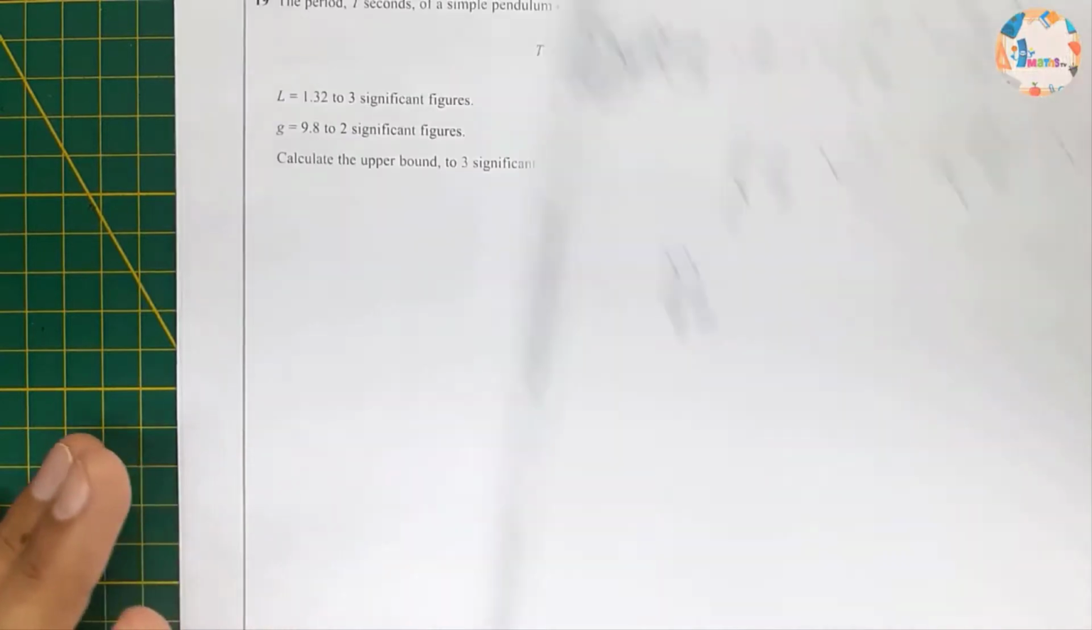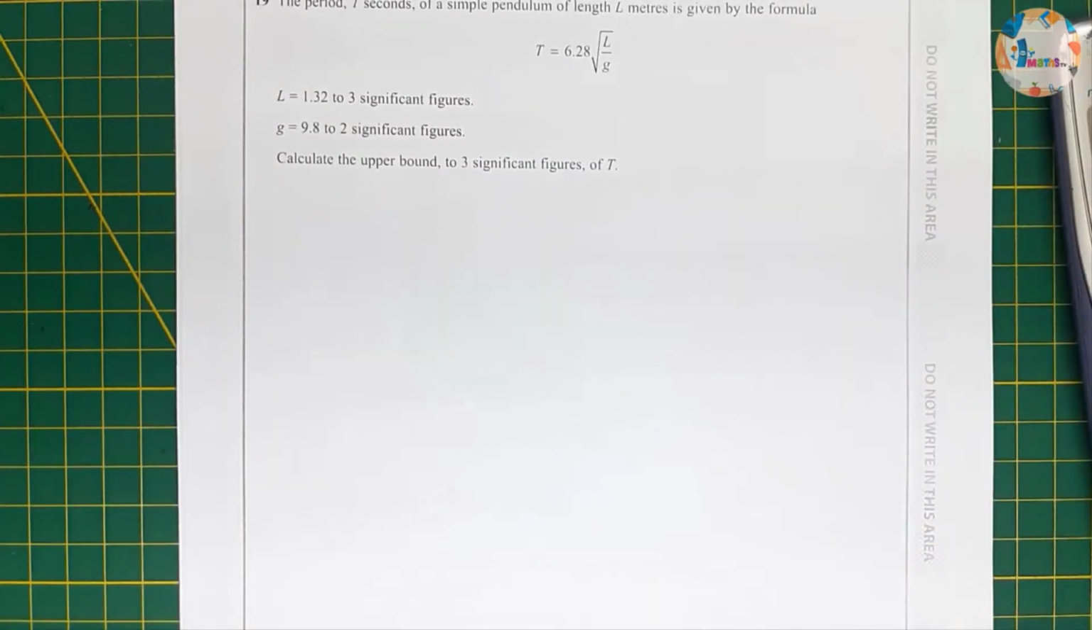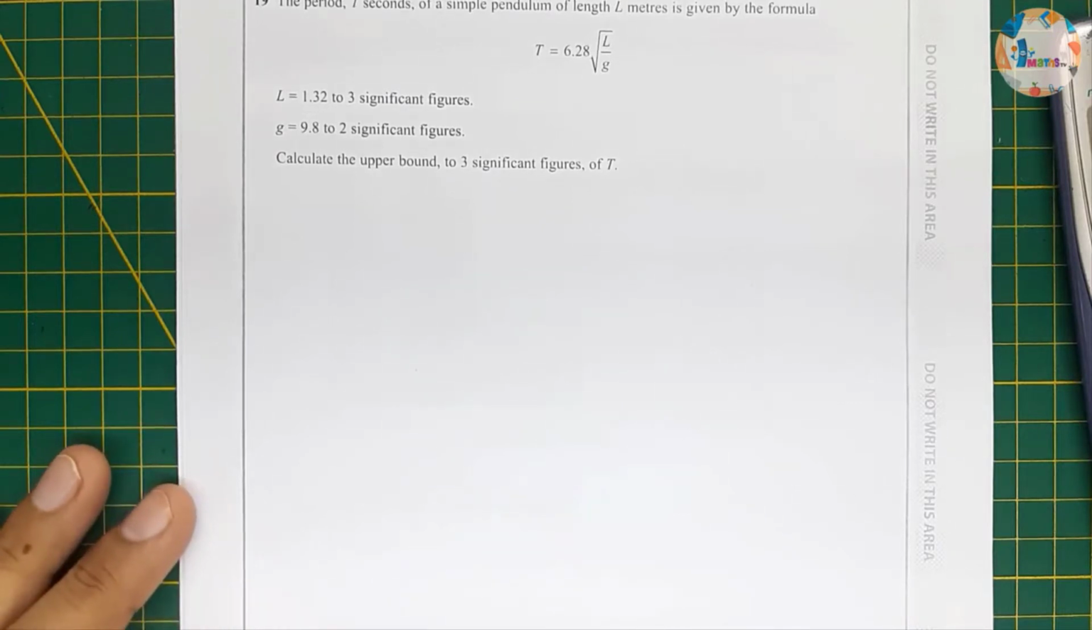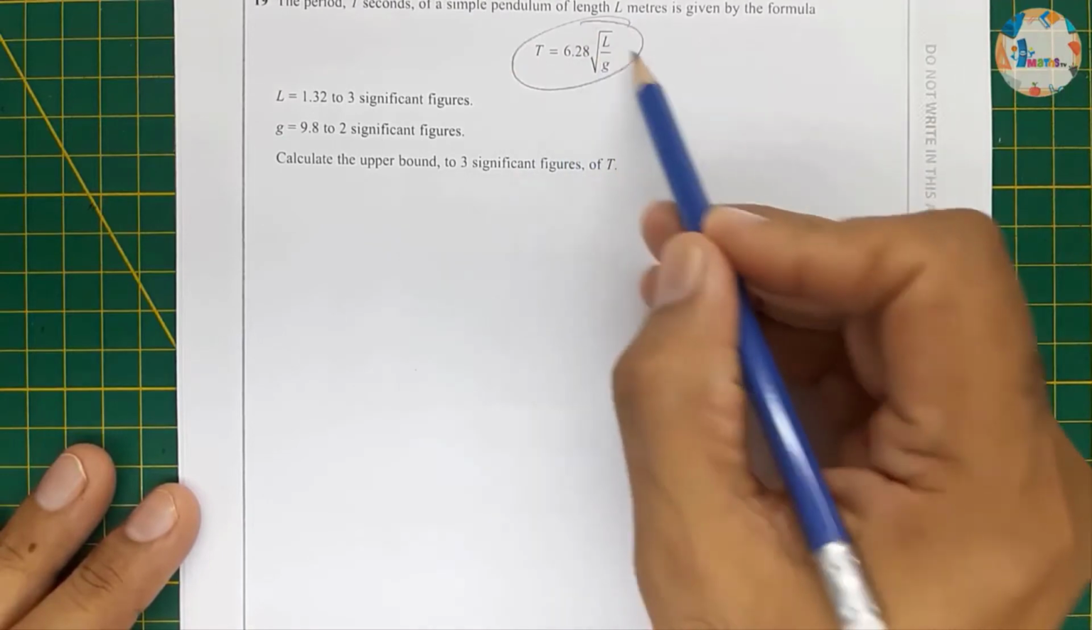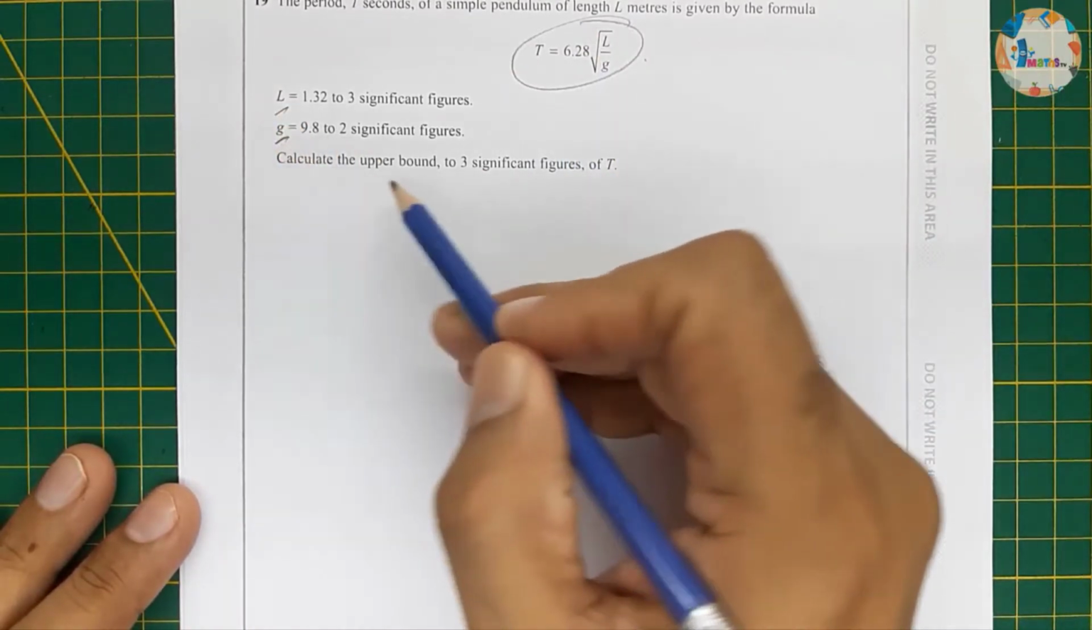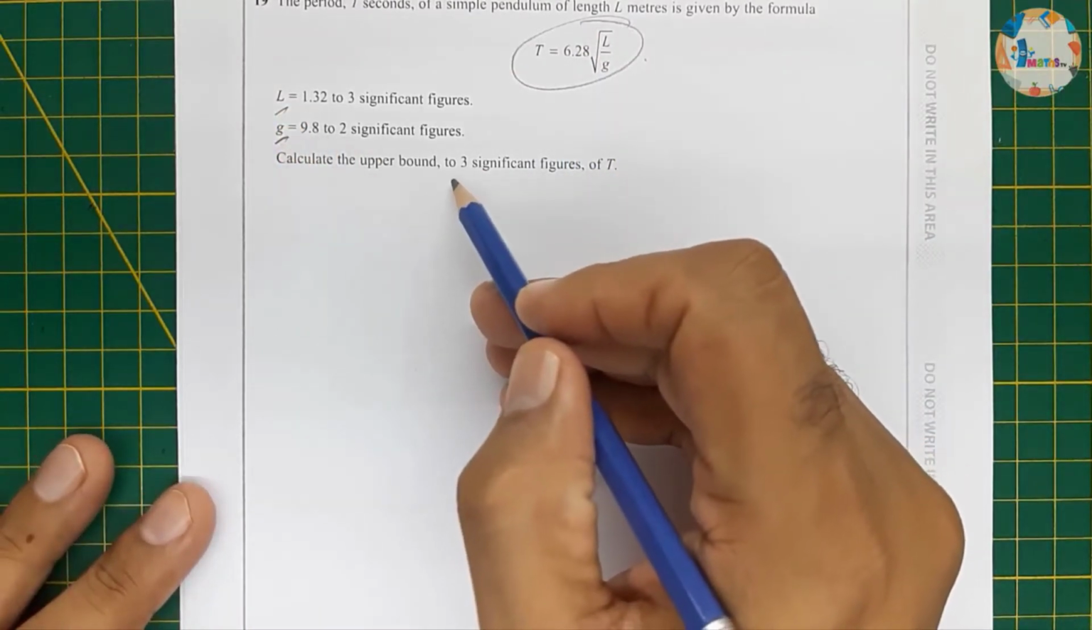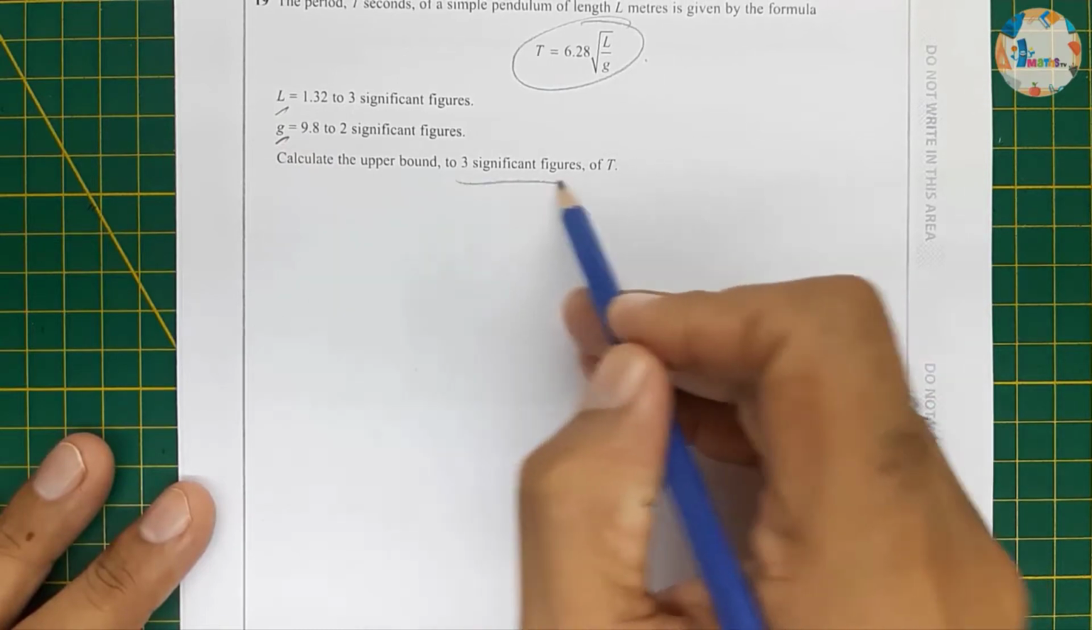Now next question number 19. The period t seconds of a simple pendulum of length L meters is given by the formula. This is the formula. L is given, G is given. Calculate the upper bound to 3 significant figures.